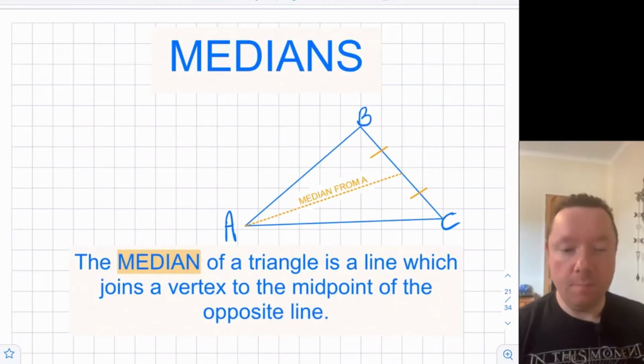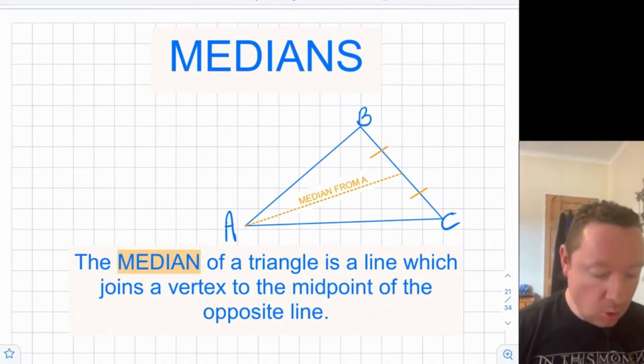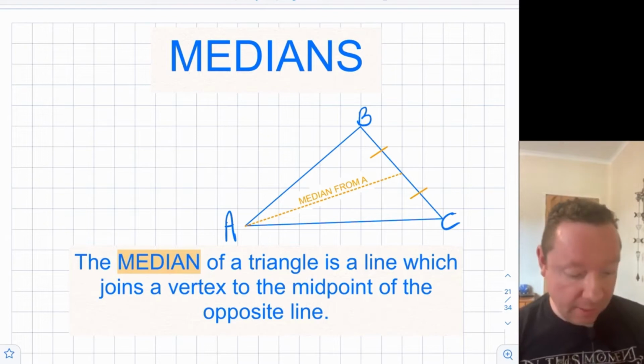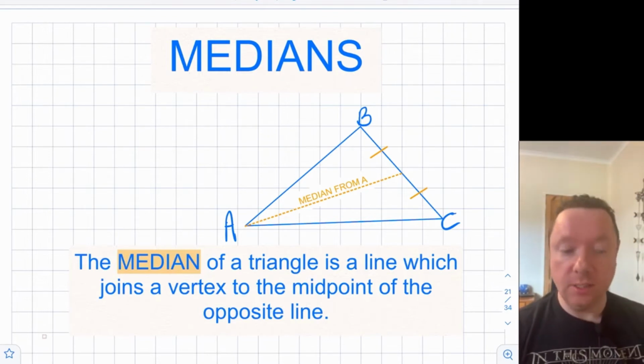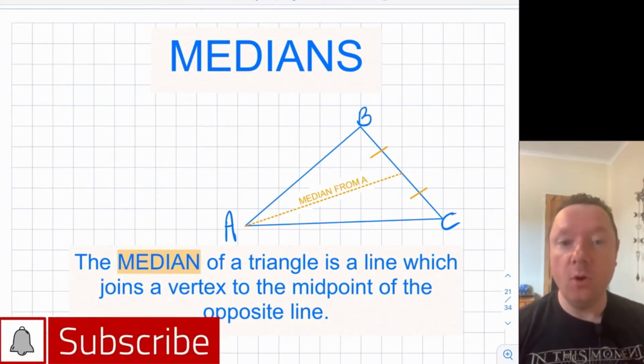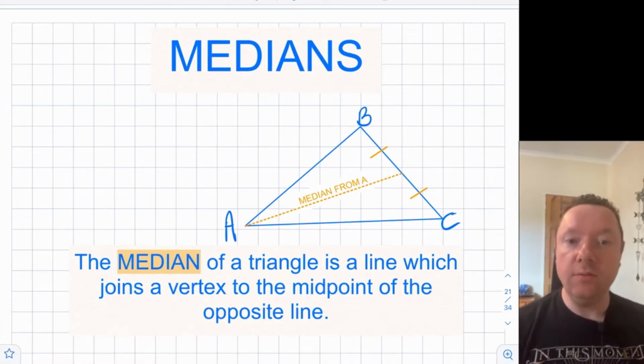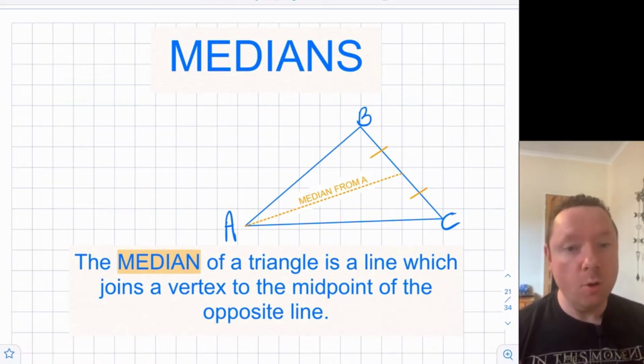Mr. Clown here for Clown Maths. Today we're going to be looking at medians in a triangle and how to find the equation of a median of a triangle. So what is a median? Well, a median of a triangle is just a line which joins a vertex to the midpoint of the opposite line. Now, if you look at one of my previous videos, you'll see that we've already worked out how to do the midpoint formula of a line.